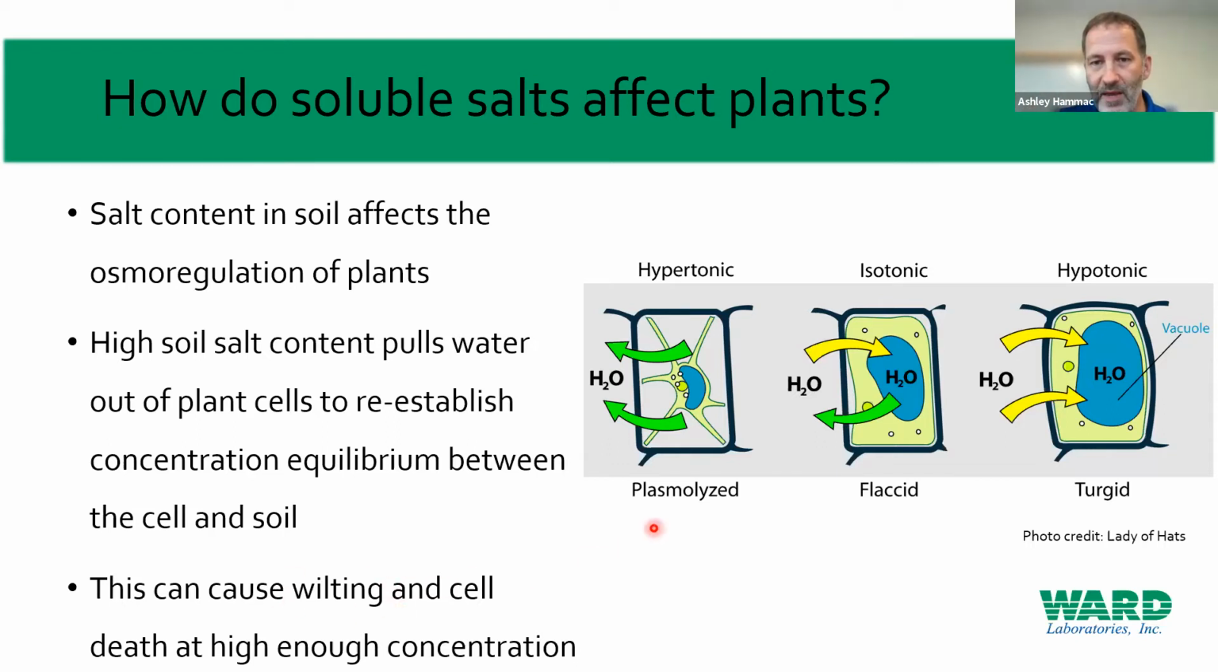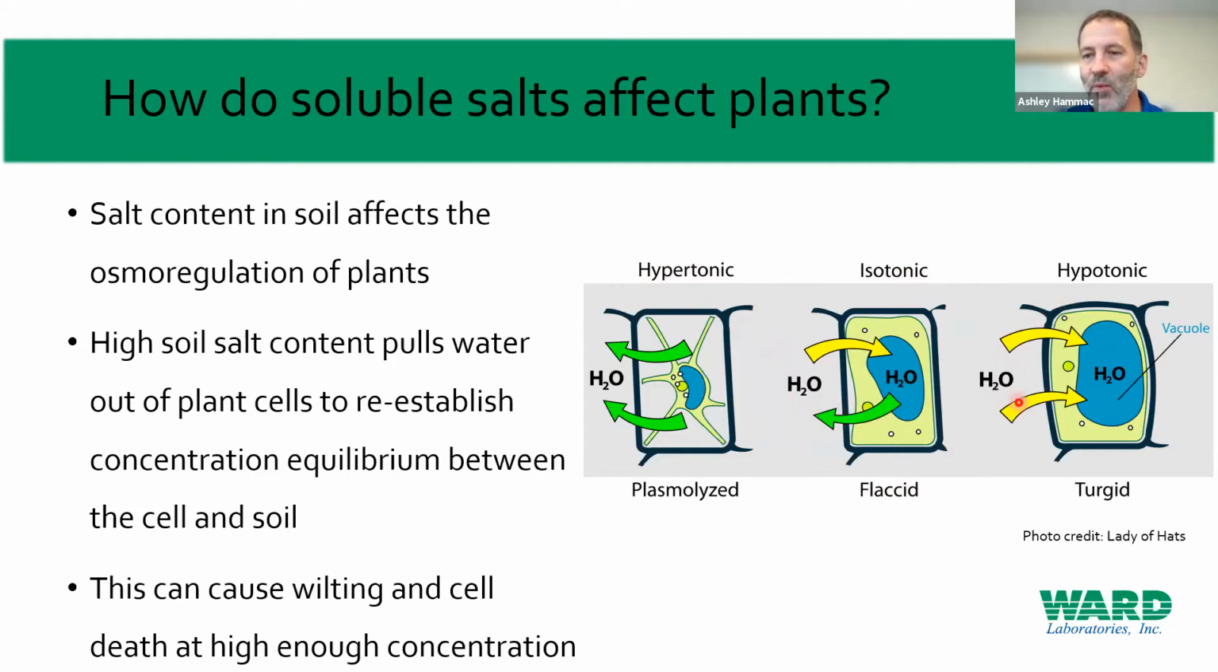So in this picture here, this is what is indicative of a high salt concentration in the soil. So you would see water movement out of the cell, and that would be hypertonic. And in an isotonic situation, which is a balanced osmosis situation, you have the same amount of water moving into the cell as moving out of the cell. So there's no imbalance in salt concentration in this situation.